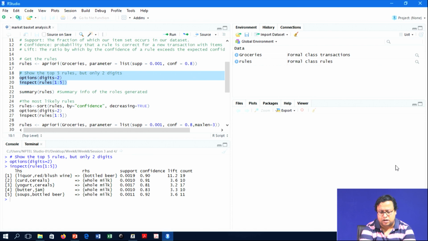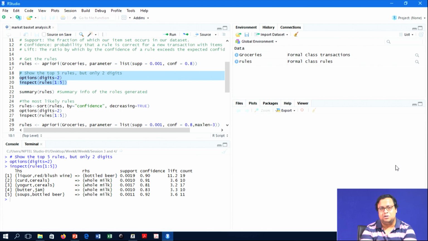Otherwise it will not occur, people anyway do not buy bottled beer, but if the left hand side occurs, then the probability of buying is 11.2 times the normal buying. So, that is a huge lift. Similarly, for curd and cereals, the support is low, but when that occurs, the purchase of whole milk is very high, confidence is 0.9 and so on. But the lift is only 3.6. Why is the lift low? Because anyway people buy whole milk.